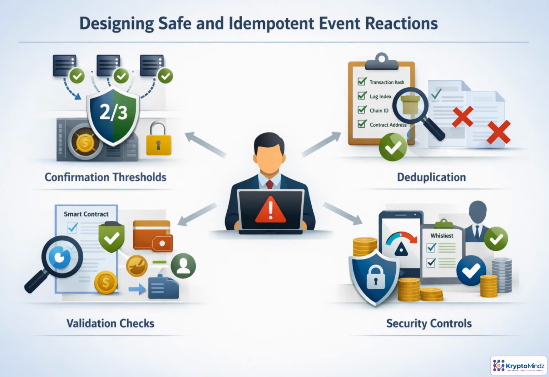Treat every event as untrusted until it passes several gates. Wait for enough confirmations before anything expensive or irreversible. Make reactions idempotent by recording a unique event key: chain ID, contract address, transaction hash, and log index. Then validate the details: sender, token, amount, and whether the emitted event actually means what your agent thinks it means. Finally, constrain the wallet with allow lists, spending limits, and human approval. Safety is not one check, it is layered friction.